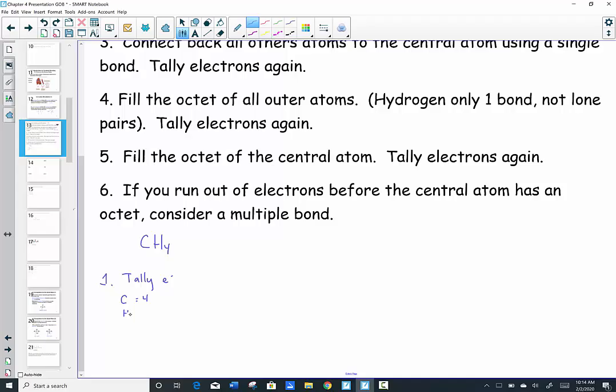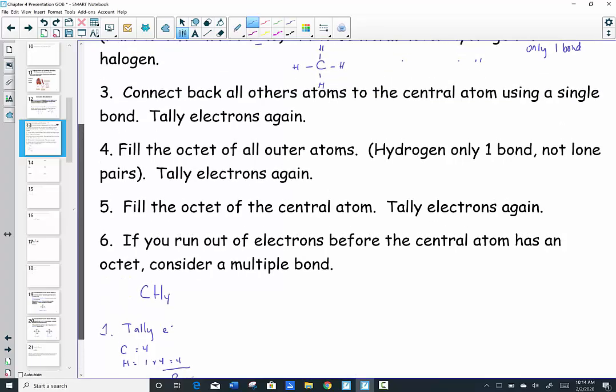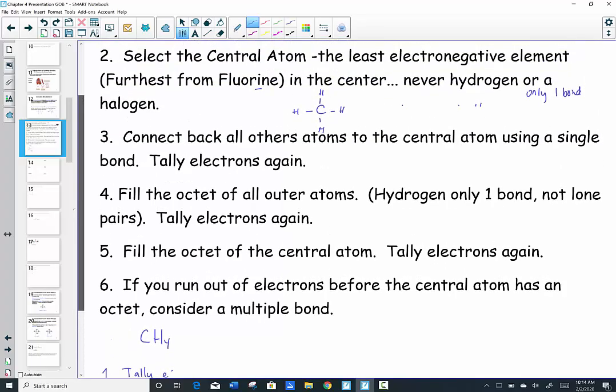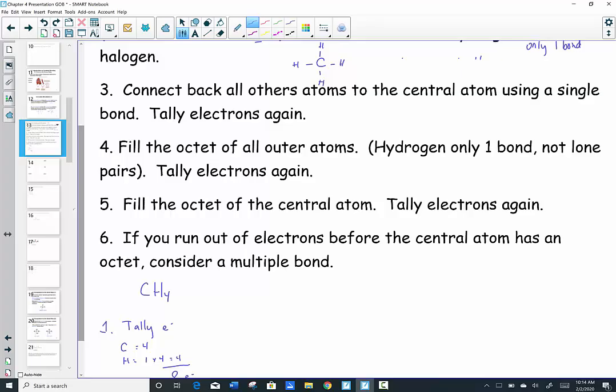Since hydrogen lives in group 1A, we have 1 valence electron, but there's a total of 4 hydrogens in the compound, so 4 dots. That means we get 8 electrons total to build our molecule, step 1. Step 2 said, select the least electronegative element, the farthest from fluorine, and put it in the center. Well, here, if we're not allowed to use hydrogen, clearly we see carbon is in the center.